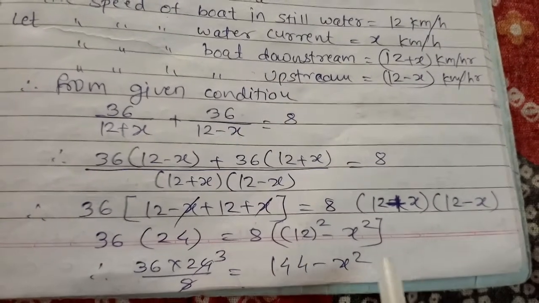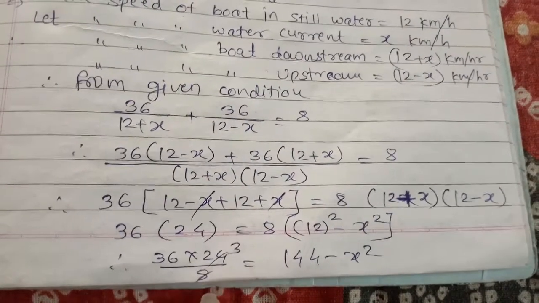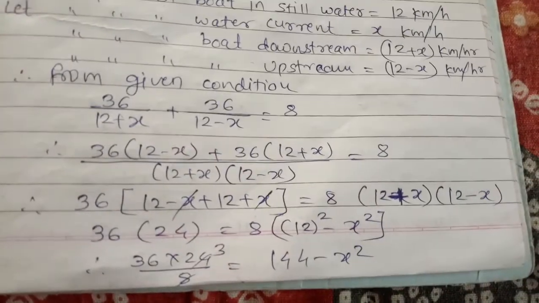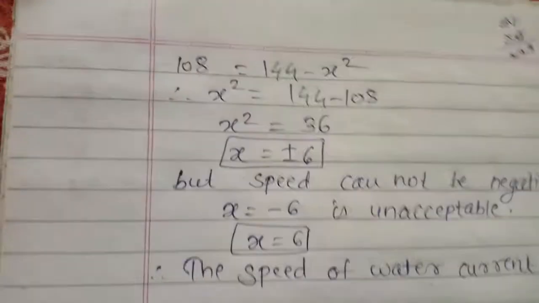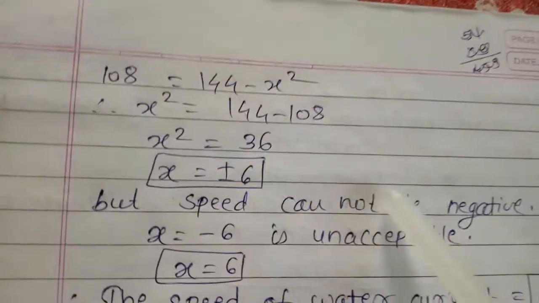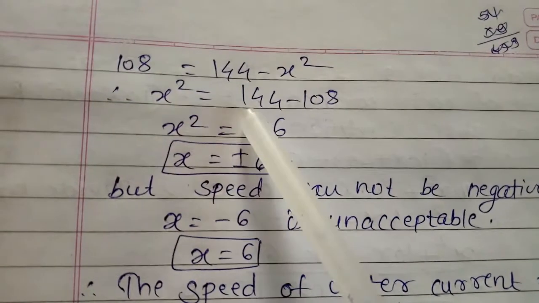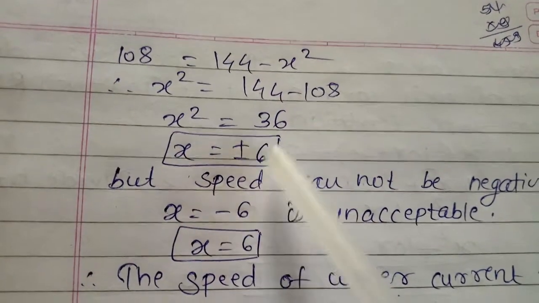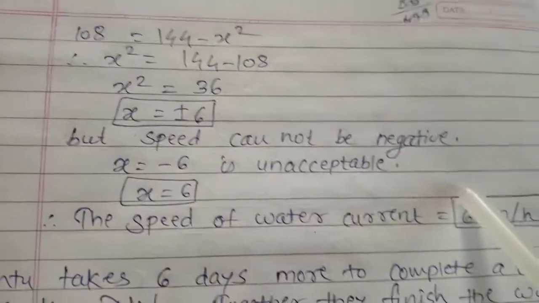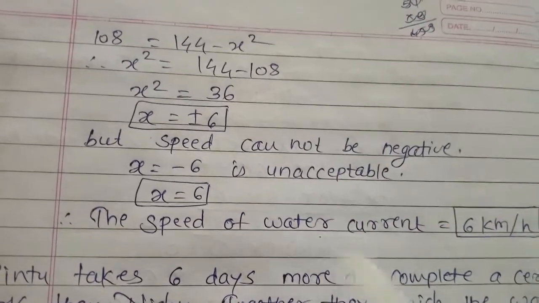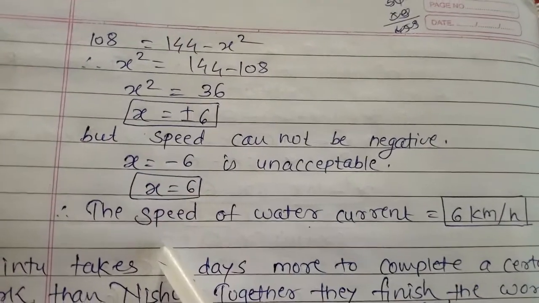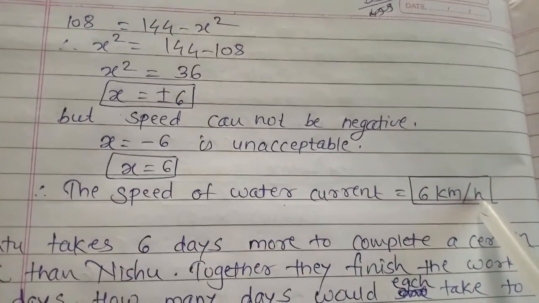12 square is 144 minus x square. So here we move this, that is 8 3s are 24. So 36 3s are 108. So here we get 108 is equal to 144 minus x square, and so x square is equal to 144 minus 108. So here we get x square is equal to 36. So x is equal to plus minus 6. But the speed of the boat cannot be negative, so it is unacceptable, and so the answer is x is equal to 6. So the speed of the water current is 6 km per hour.